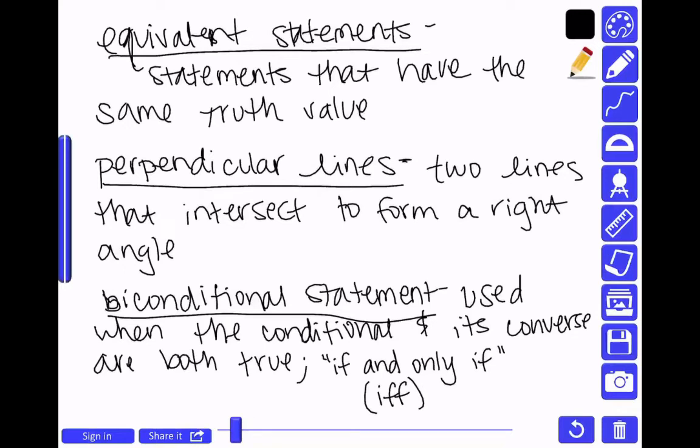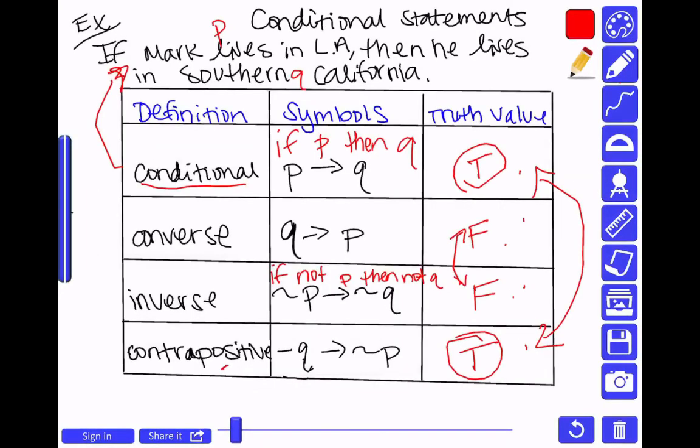Perpendicular lines are two lines that intersect to form a right angle. And a biconditional statement is used when the conditional and its converse are both true. And the language we use there is called if and only if. So we can write a biconditional statement if both of these, conditional and the converse, are true. So for this statement, we could not do that. But I'm going to show you an example where we can.